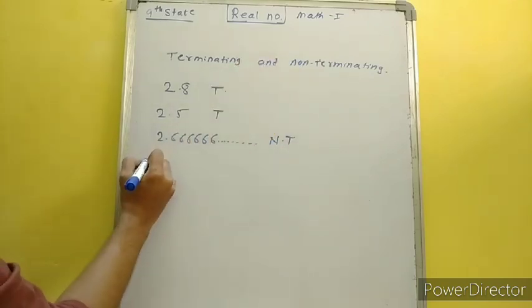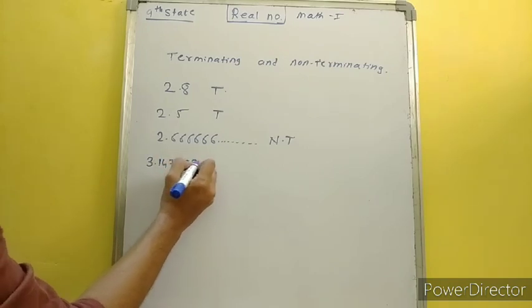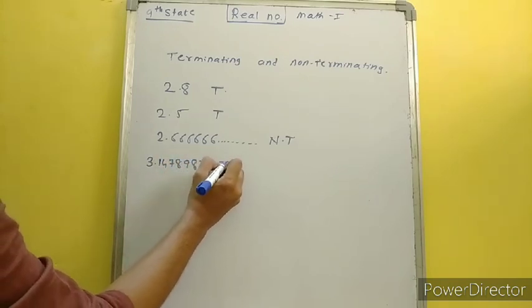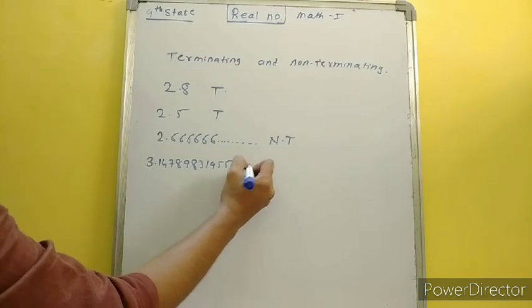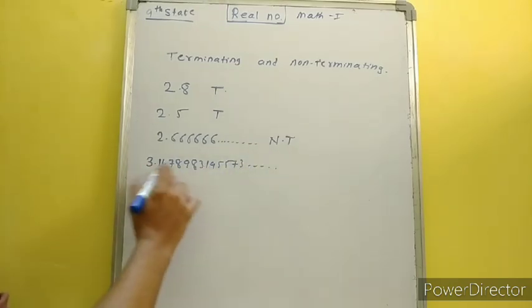If it is 3.1478983195573. Okay, this is my mobile number, by the way. So it was a joke.